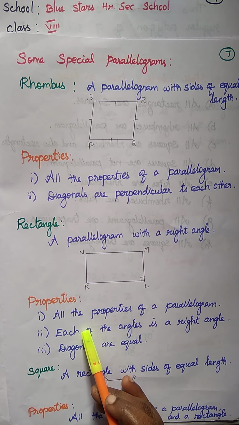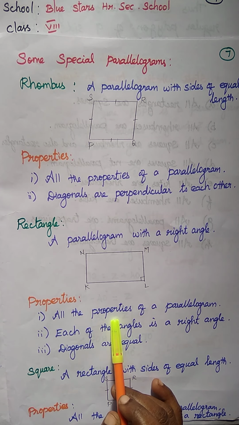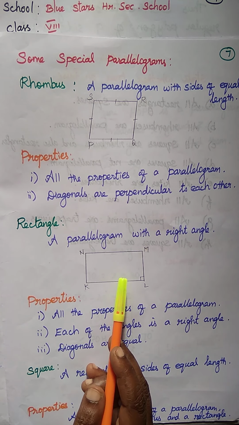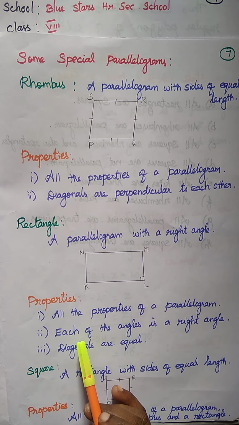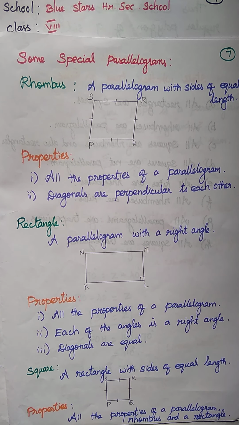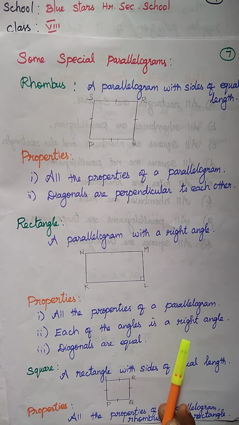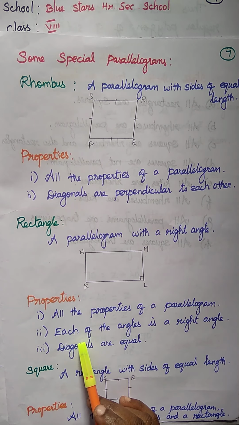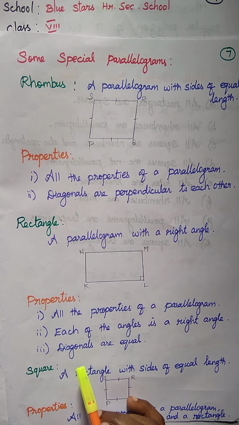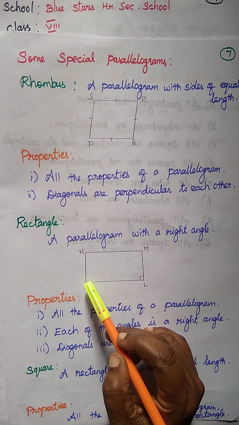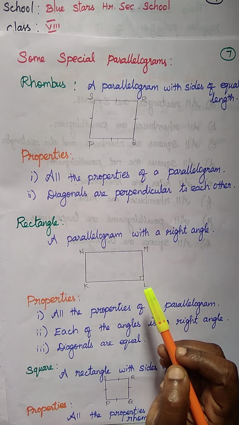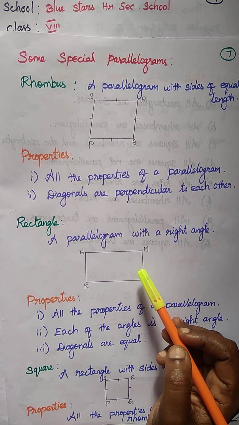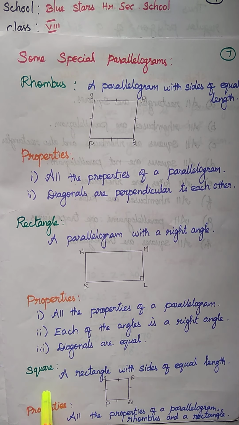So what are the properties of a rectangle? All the properties of a parallelogram are satisfied for rectangles. Then each of the angles is a right angle. In the rectangle definition, all the angles are right angles. Okay, next, diagonals are equal. If we draw the diagonals, both diagonals are equal. So these are the properties of a rectangle.